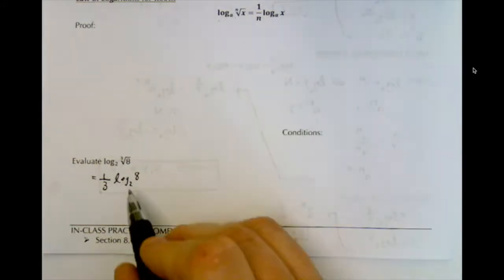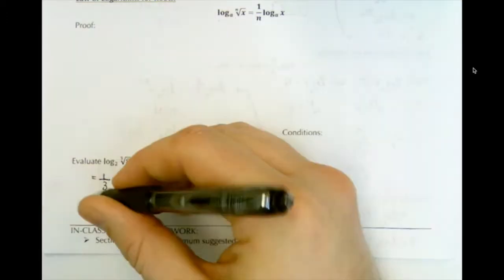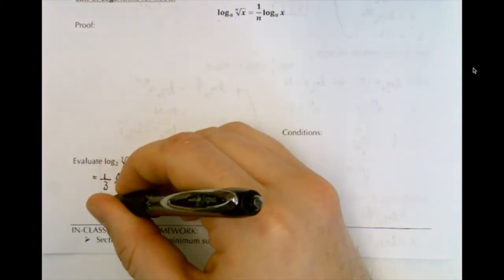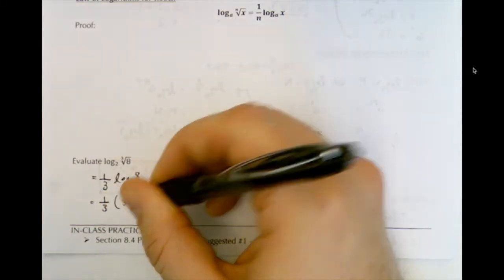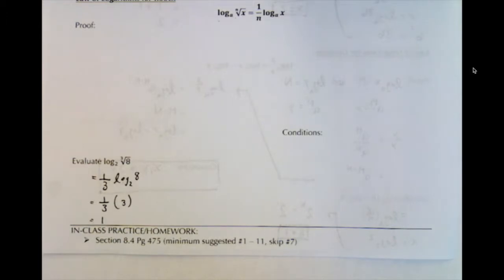What's the log of 8 base 2, or what exponent do we have to raise 2 to get 8? The answer is 3. So if we have 1/3 times 3, a third of 3 is 1. So we've now solved that by using the law of logarithms for roots.